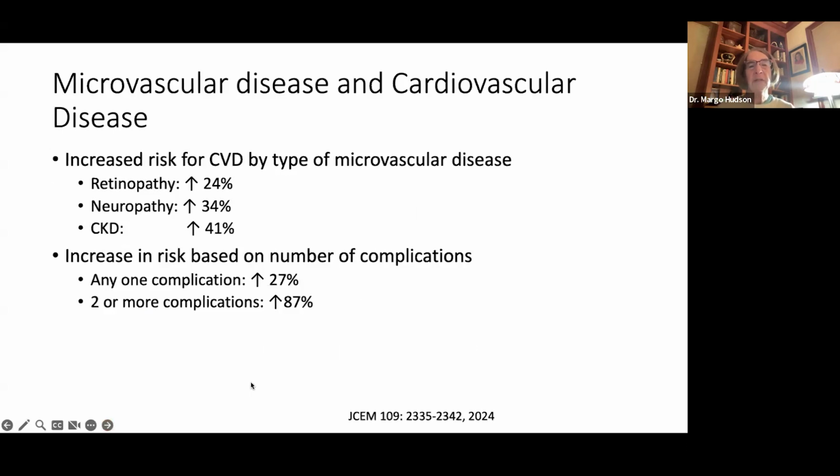So what about microvascular disease and its effect on cardiovascular disease? So there's an increased risk for cardiovascular disease by type of microvascular disease. So retinopathy increases risk 24%, neuropathy 34%, CKD, the greatest correlation, 41%. If patients have one complication, their risk of cardiovascular disease is up almost 30%, but patients who have 2 or more complications have almost double the risk of cardiovascular events.